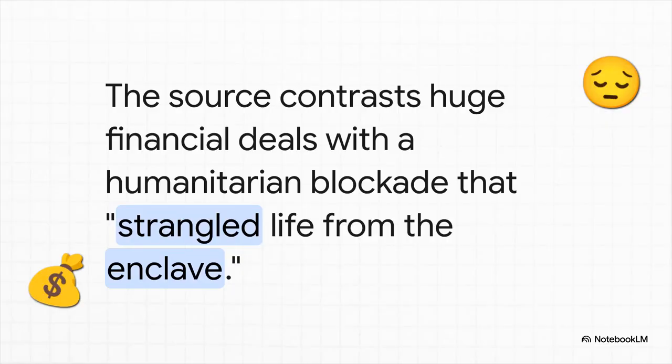And here's where the pamphlet creates this really gut-wrenching contrast. It puts the flow of billions of dollars from these deals right next to a humanitarian blockade that, in its own words, strangled life from the enclave. The story it's telling is one where profits were not just prioritized, but actively chosen over people's actual survival.